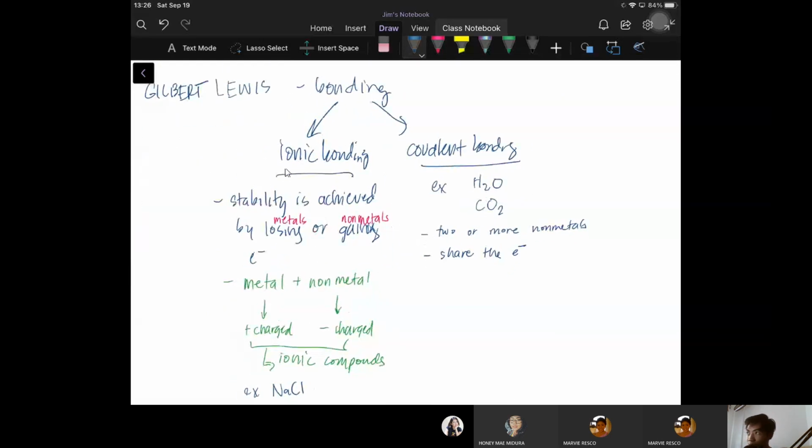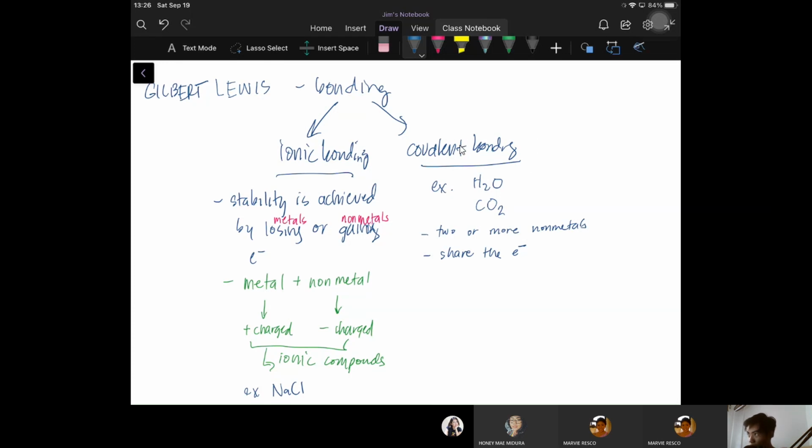So, ionic bonding, this is stability achieved by losing or gaining electrons. Metal will lose electron. Non-metal will gain electron. As they do so, they become positively and negatively charged particles. And these particles can combine to form ionic compounds. Pero kapag may non-metals ka, ano yung nabubuo? Covalent molecules or covalent bonds.